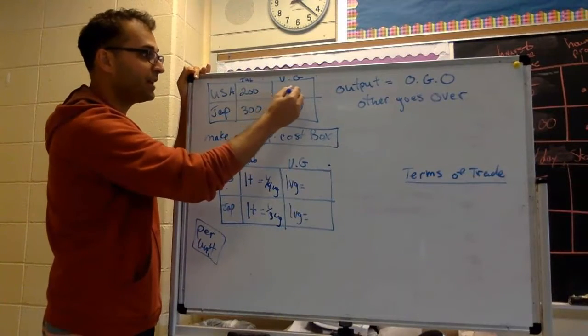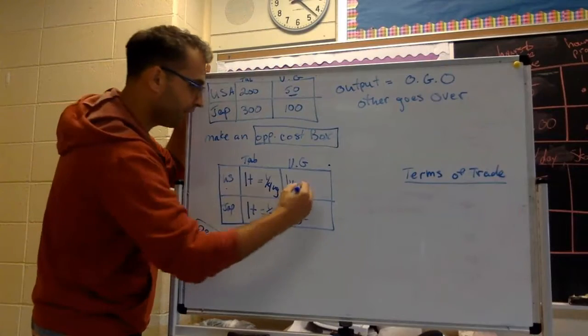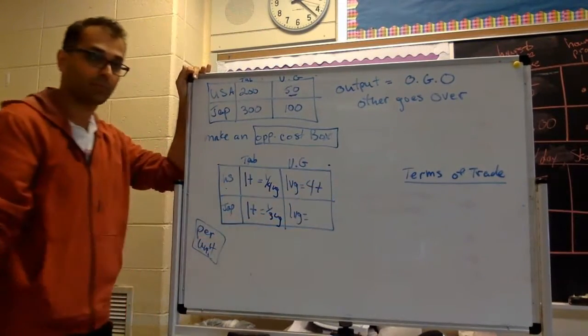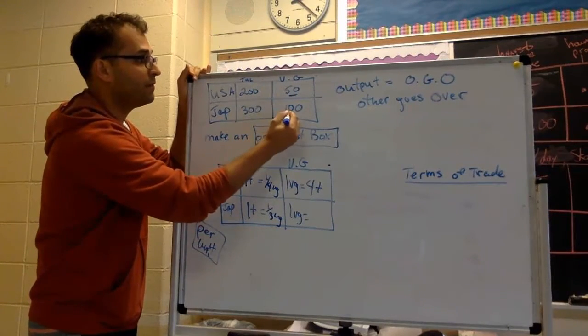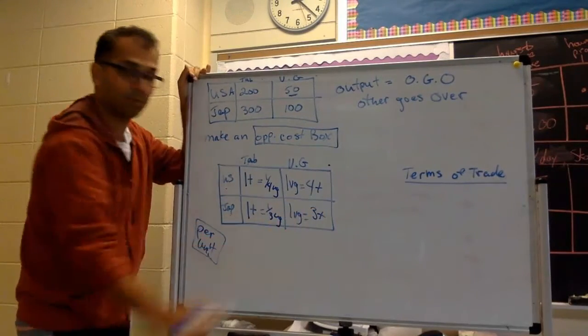All right, 50 video games for the US. I look, other goes over. 200 over 50 means 4, not video games, but tablets. And what about for Japan? I take the other and goes over. One video game costs them 300 over 100, 3 tablets.